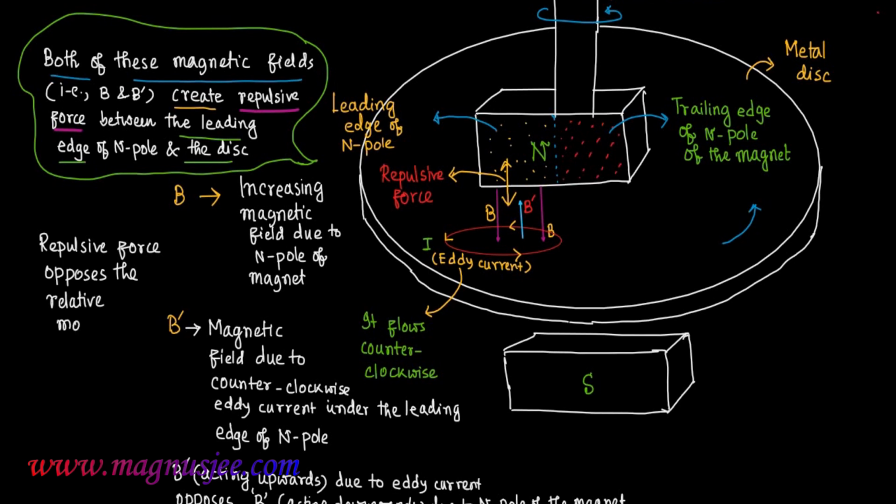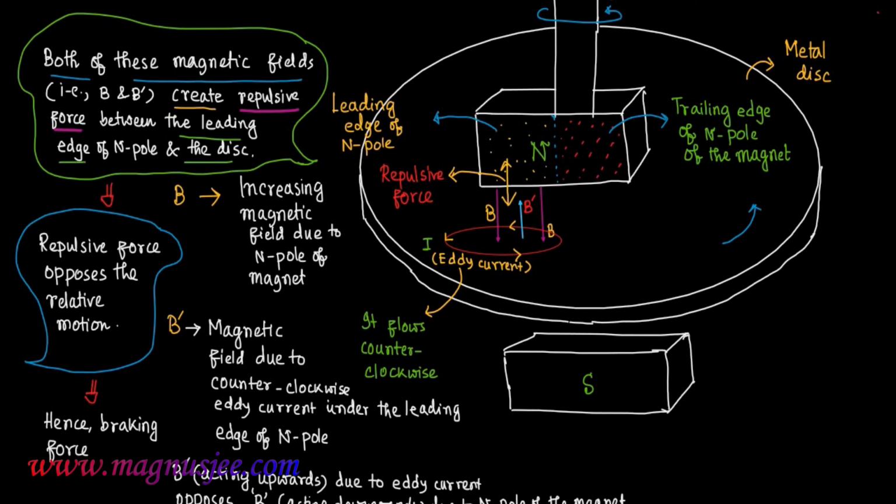And this repulsive force opposes the relative motion between the disk and the north pole, or leading edge of the north pole. Hence, a braking force acts due to this repulsive force.